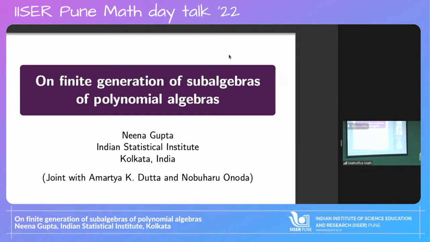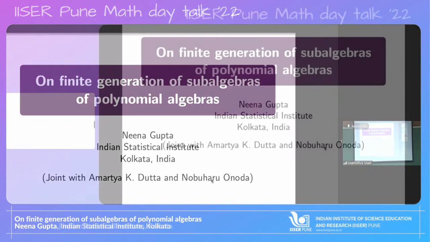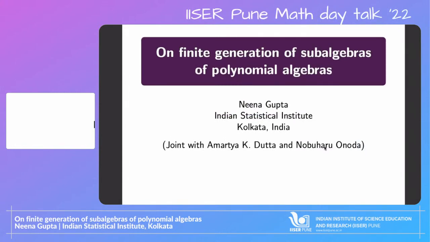I will talk on another aspect of commutative algebra, which is regarding the finite generation of subrings of polynomial rings. It is another very important topic in commutative algebra. This is based on joint work with Amartya Kumar Dutta and Nobuharu Onoda. He is a Japanese mathematician.